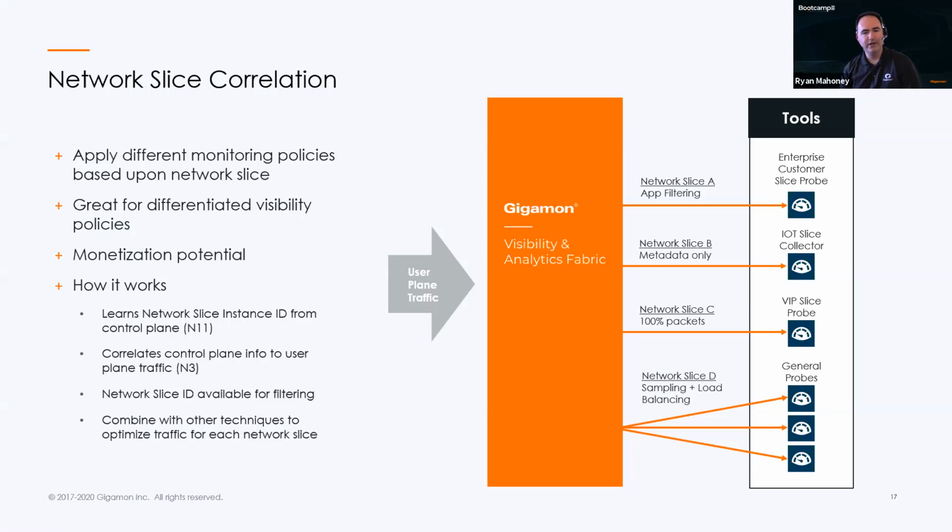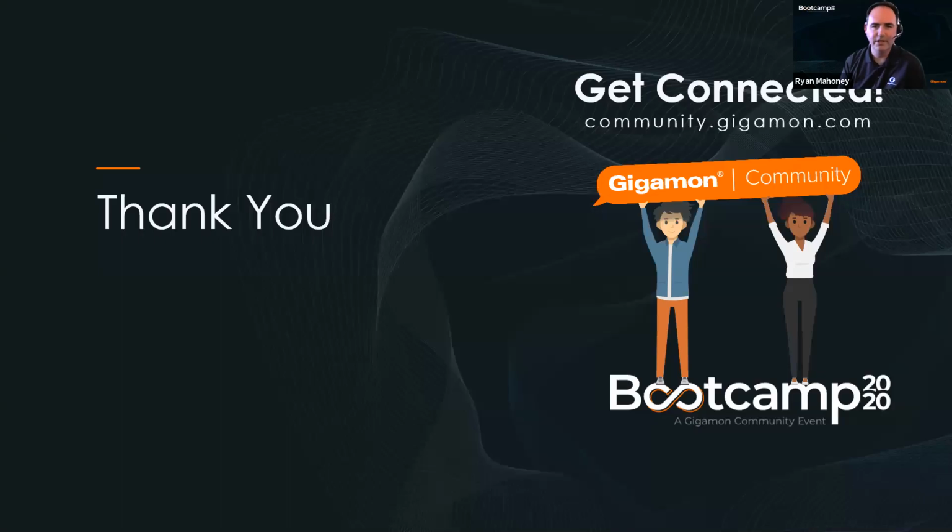This capability of network slice correlation is predicated on the assumption that different network slices will have different value and therefore will have different visibility needs. You could, for example, have a very high value network slice for which you want to see 100% of the packets 100% of the time. And you may have a lower value network slice where you only want to see metadata, or you only want to see certain applications. And then you could have a general case network slice where you do a sampling and load balancing combination. So sky's the limit on using your imagination on how to put these together, but you can use network slice correlation along with RAN correlation together.